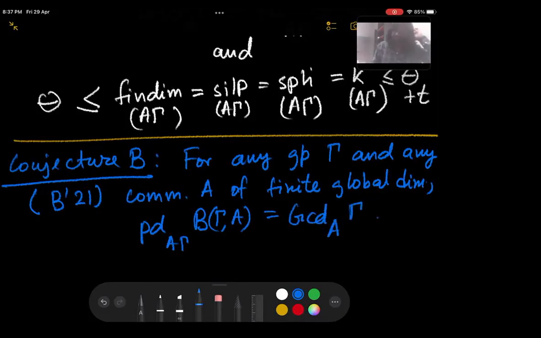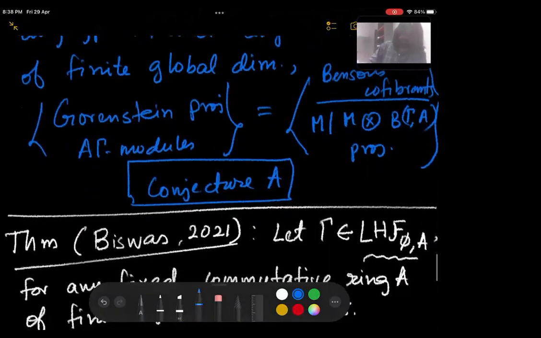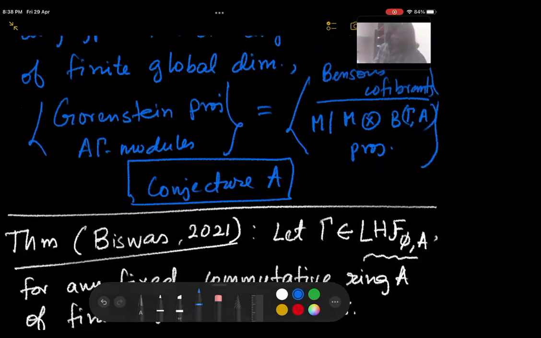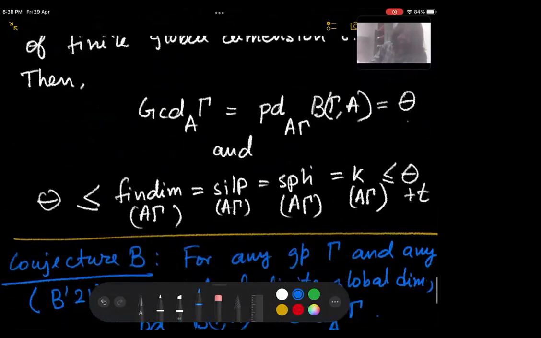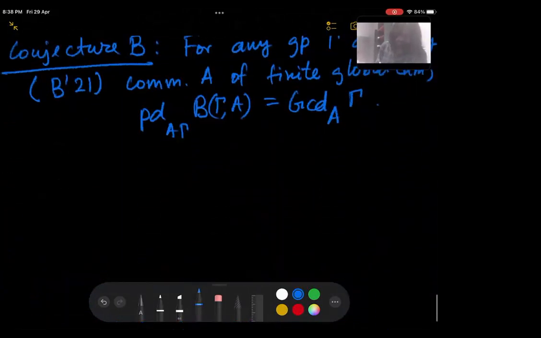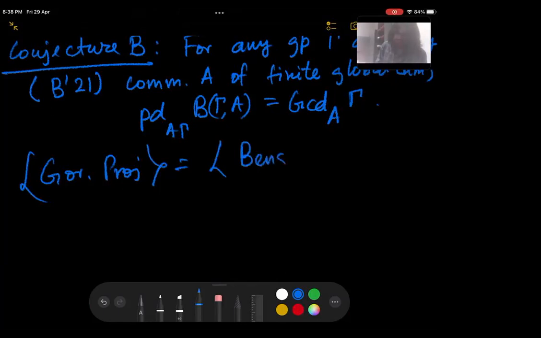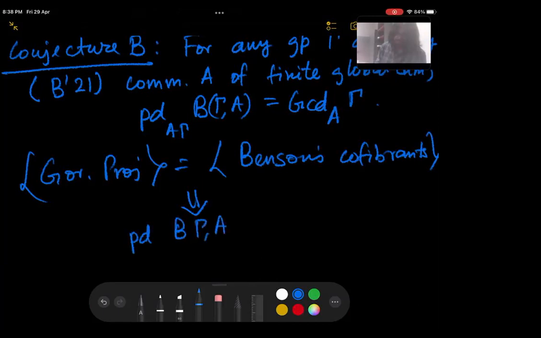And it turns out, and I wasn't aware of this when I formulated this conjecture, that conjecture A is actually stronger than conjecture B. I don't know if it's strictly stronger, but conjecture A implies conjecture B. So conjecture A, which says that the class of Gorenstein projectives is equal to the class of Benson's cofibrants, implies my conjecture that this happens.